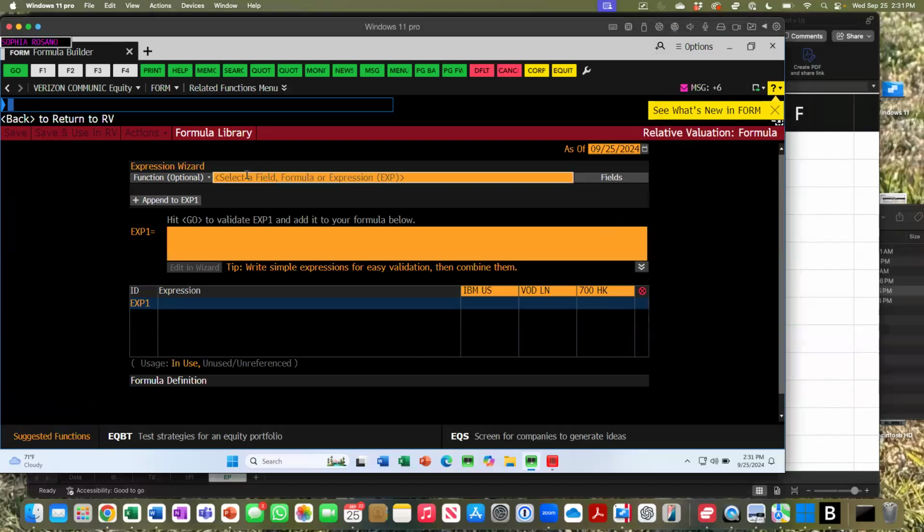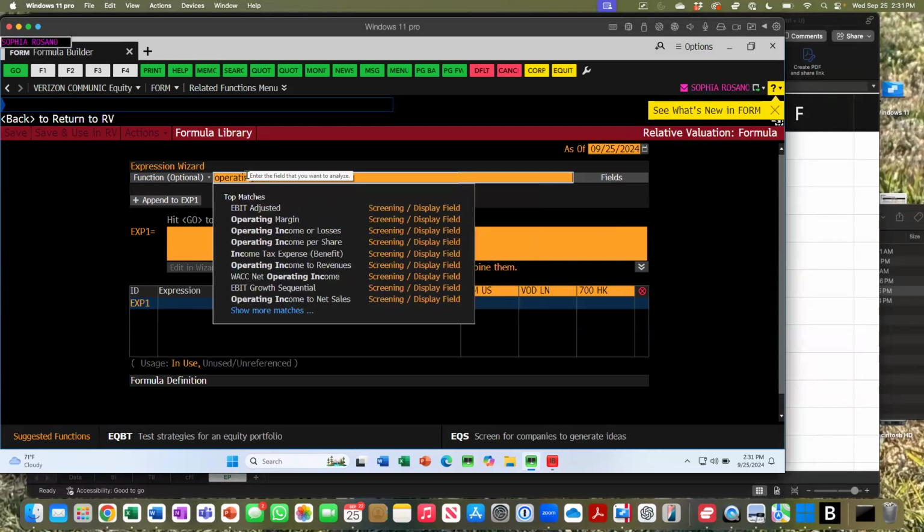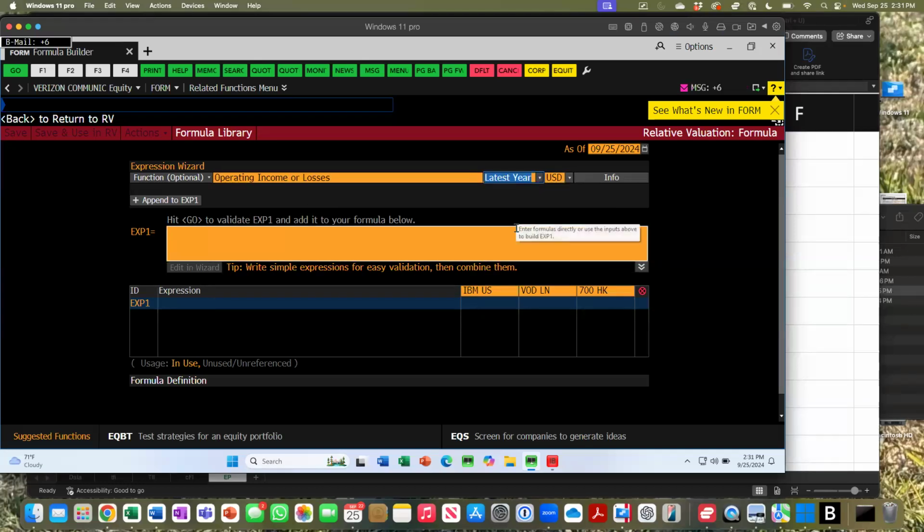So here it says function. Start typing in operating income or loss. And we want to make sure we choose latest year. When you hit enter, in the middle box, the database field pops up. Right. Now I could, if I knew the database field and I'm a programmer and I was familiar with it, I could just start with the database fields. But if you don't know the database fields, you put in the friendly name and Bloomberg puts that database field in. So that's the database field.